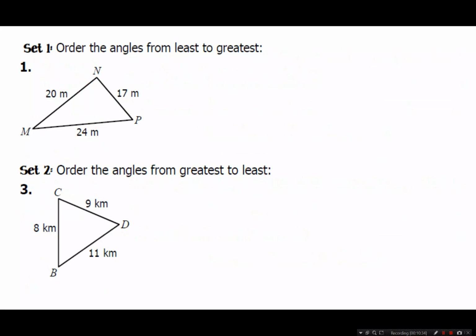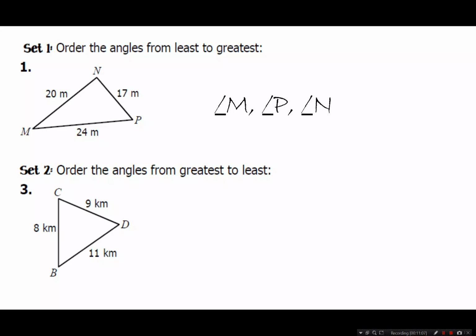Now we can also do these with other numbers. So let's look at this example number 1. We've got sides 17, 24, and 20. We need it in order from least to greatest. So we pick the smallest side first. The angle across from it is M. The second side is 20, so across from that is P. The third side is 24. Across from it is N. So the order is angle M, angle P, angle N.